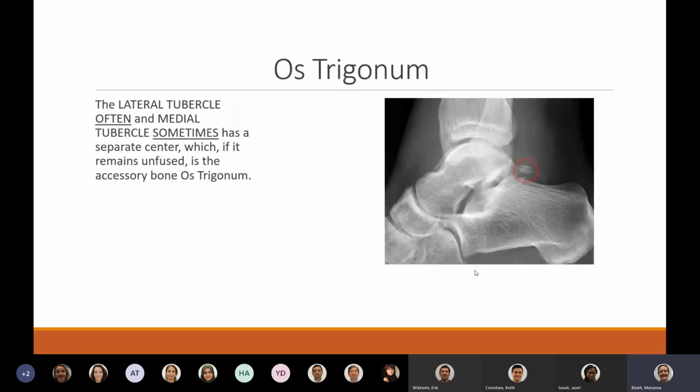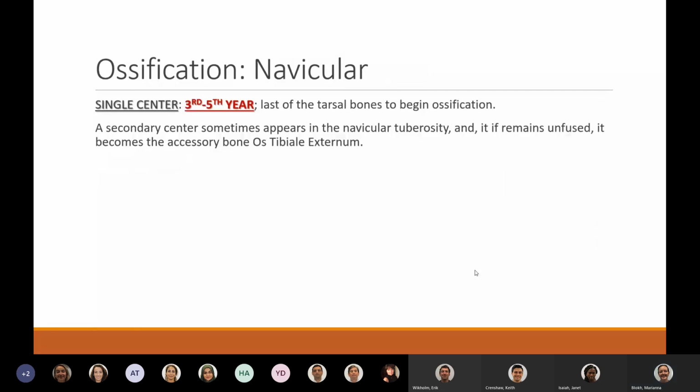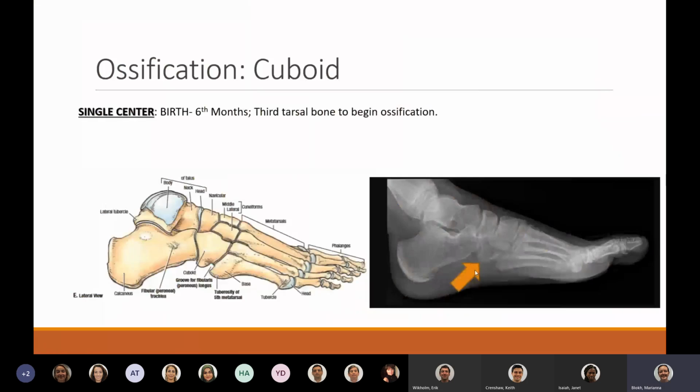Okay. Now, os trigonum, I mentioned it before. It's when the lateral tubercle, which has a secondary ossification center, sometimes doesn't ossify or fuse to the rest of the talus, and you get os trigonum. All right, navicular, so you guys could go through it.